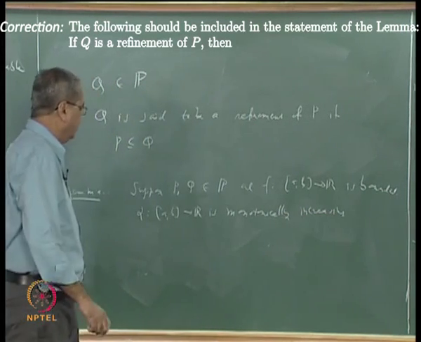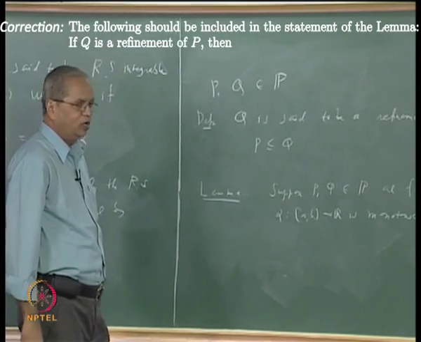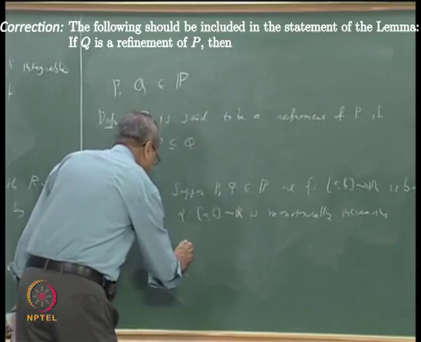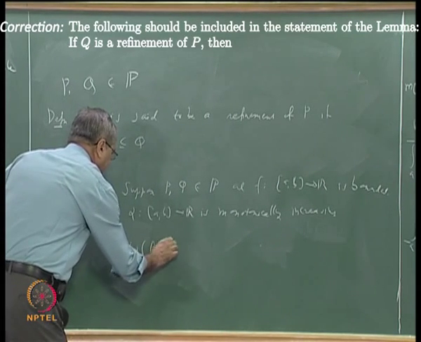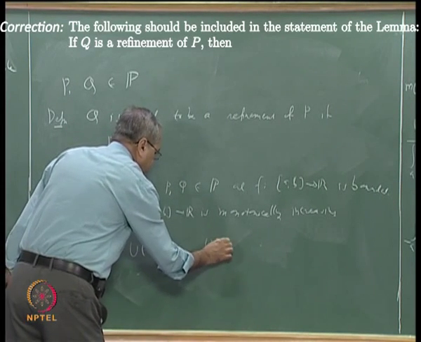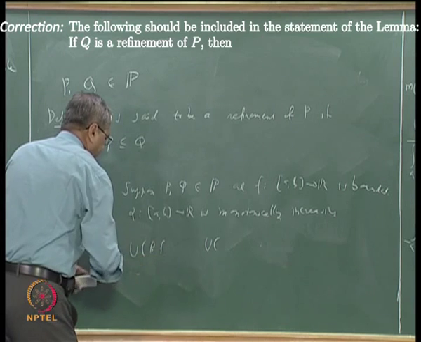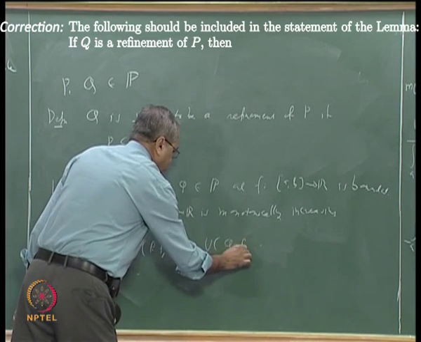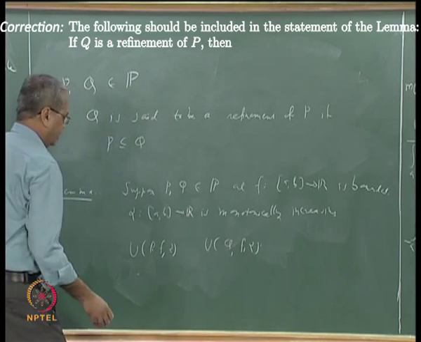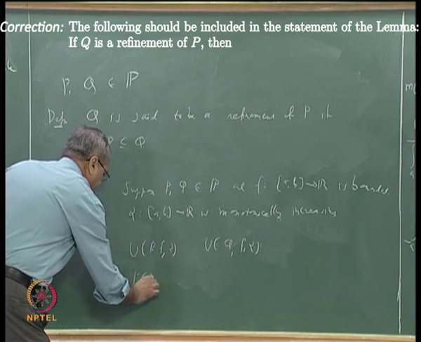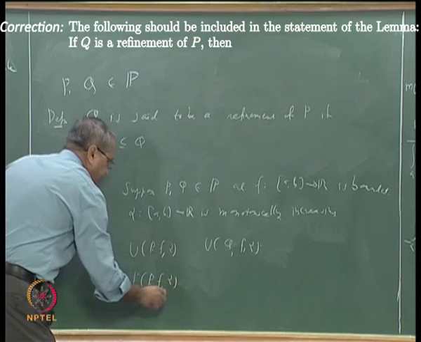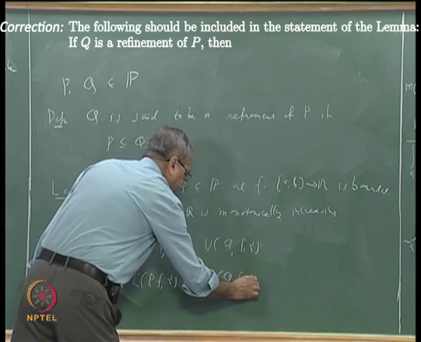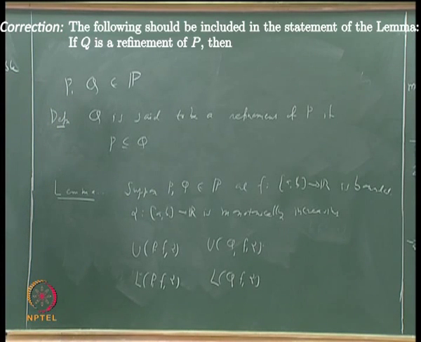Okay. We want to compare the corresponding upper and lower sums of these two partitions, that is, we want to compare U(P, f, α) and U(Q, f, α), and similarly the lower sums L(P, f, α) and L(Q, f, α).